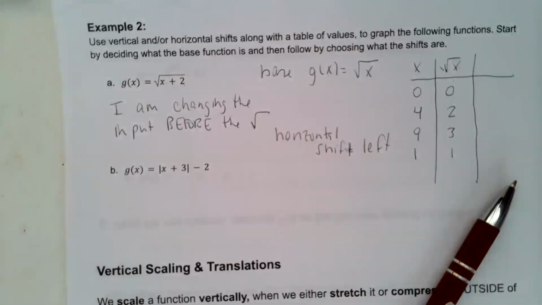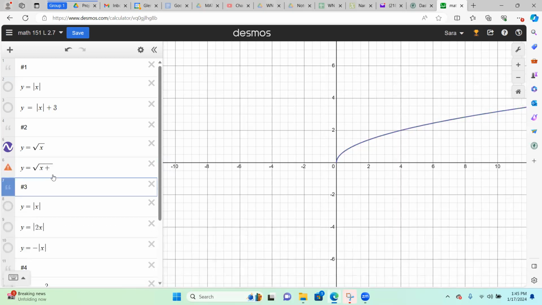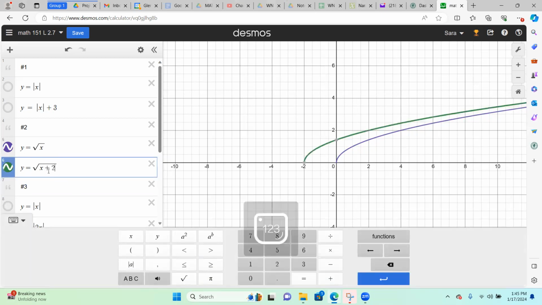Let's go ahead and look at that in Desmos. I'm going to edit that. So we've got the square root of x plus 2. There we go. And it indeed did shift it left.